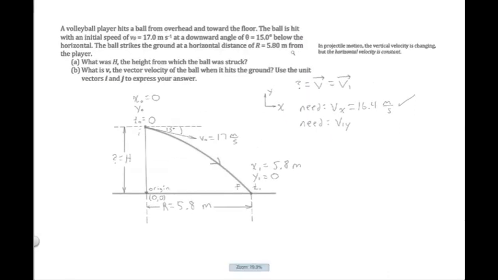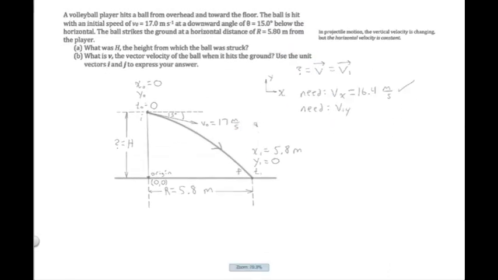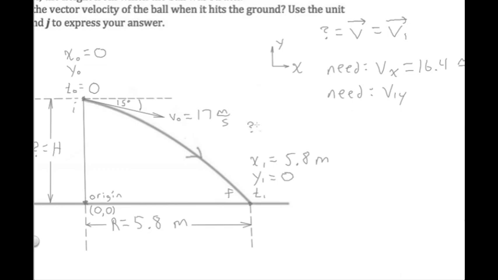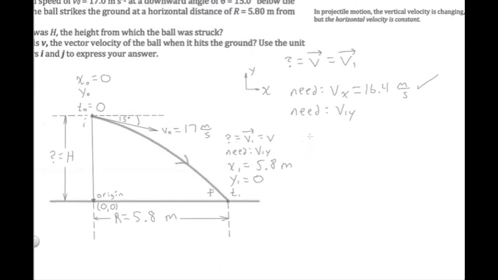Remember, it's nice if you can build the question into the sketch. So we could say here that what the question is asking us for is the vector velocity at time 1, which we're going to symbolize in this problem by v, because that's the symbol the problem gave us. And we can say that what we need is v sub 1y. We also need vx at this point, but we already figured that out. Maybe I'll build that into the sketch here anyway.